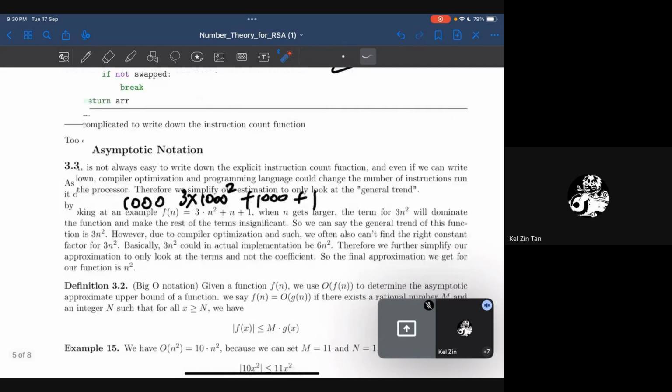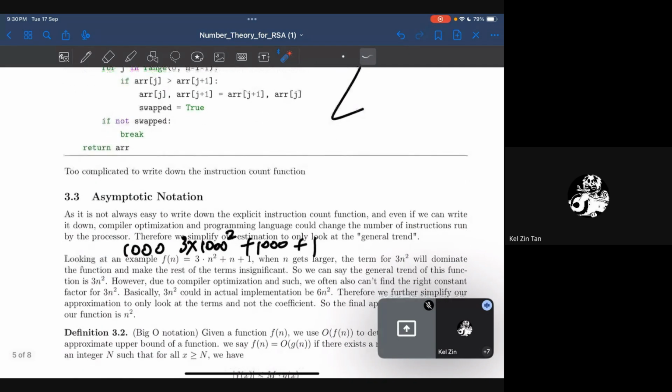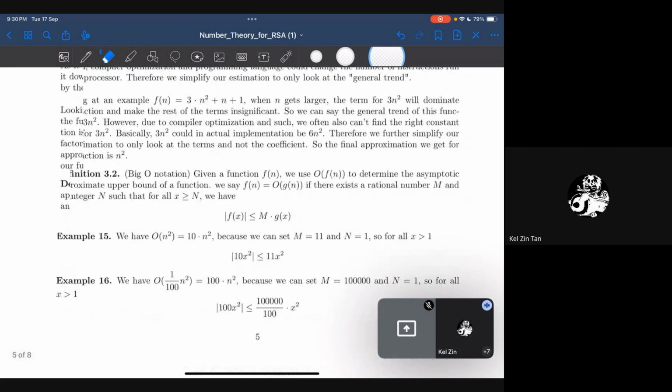Before I move on to big O notation, which involves a lot of math, does this make sense? Any questions? Ihan, got any questions? Okay, yeah, that is good. Okay, nice.